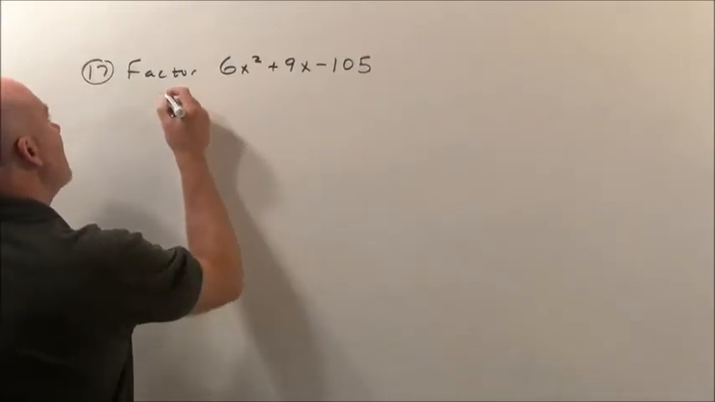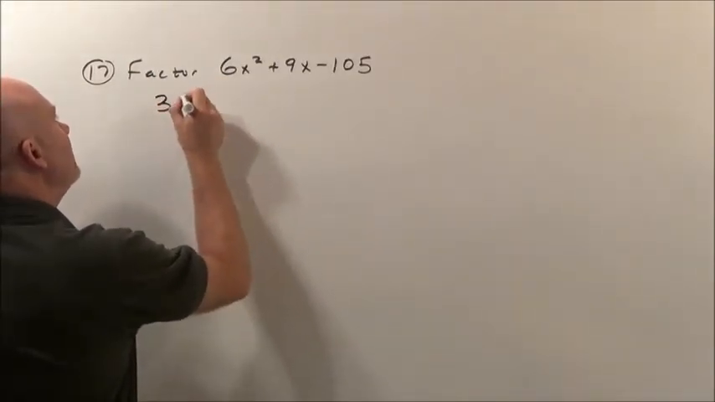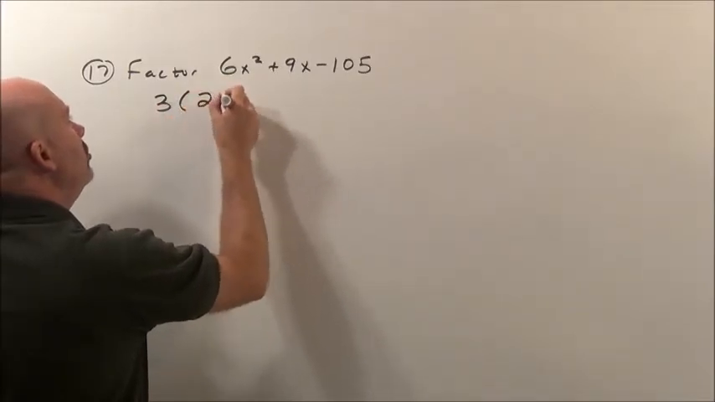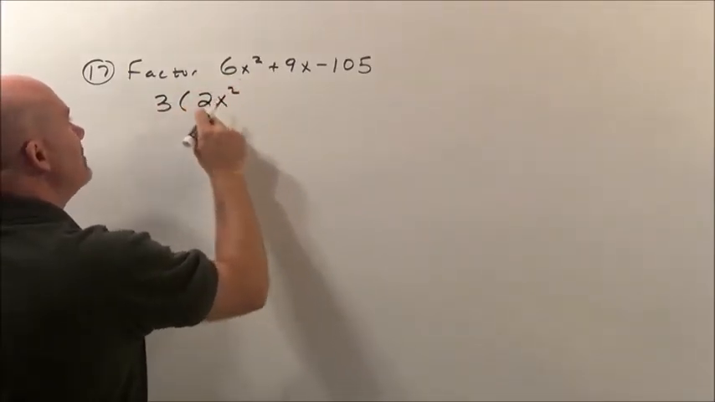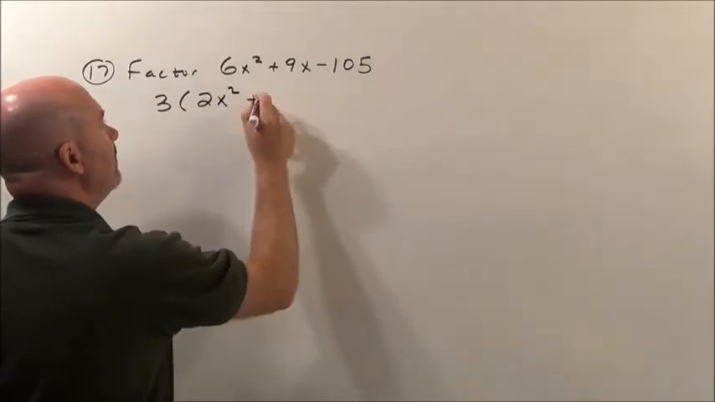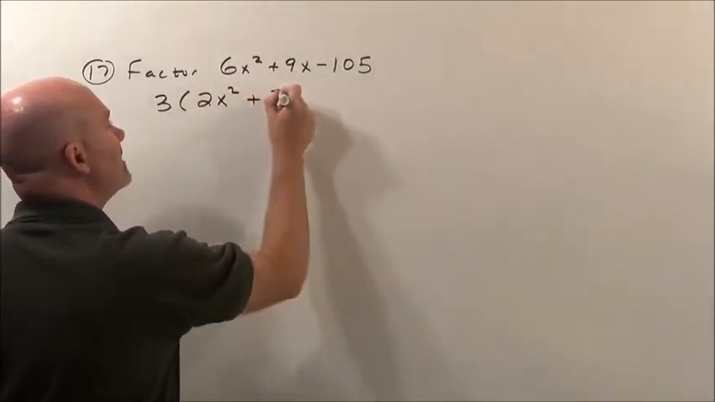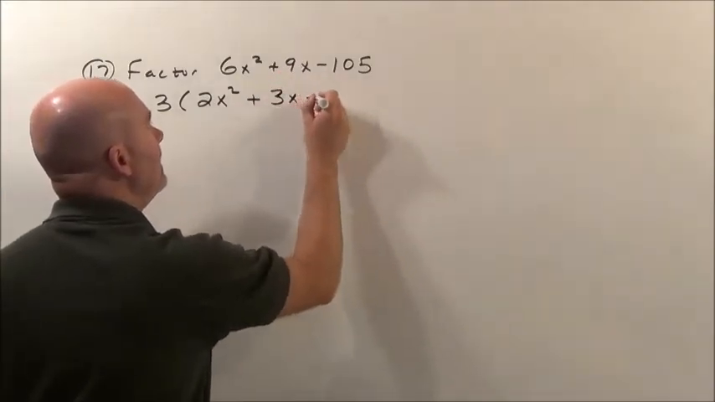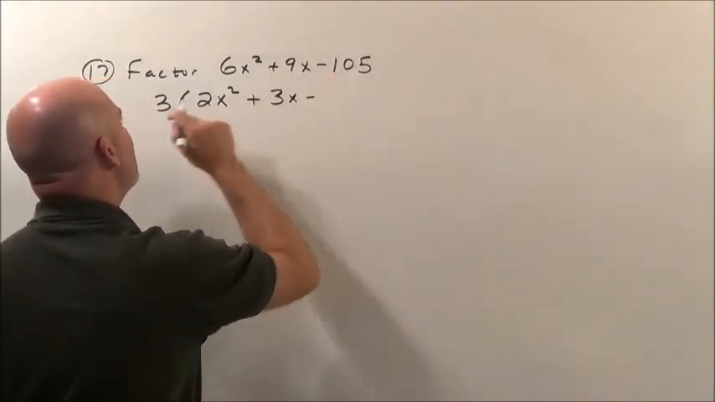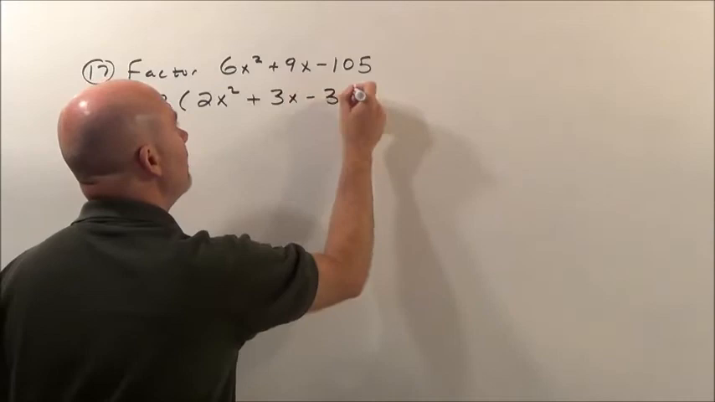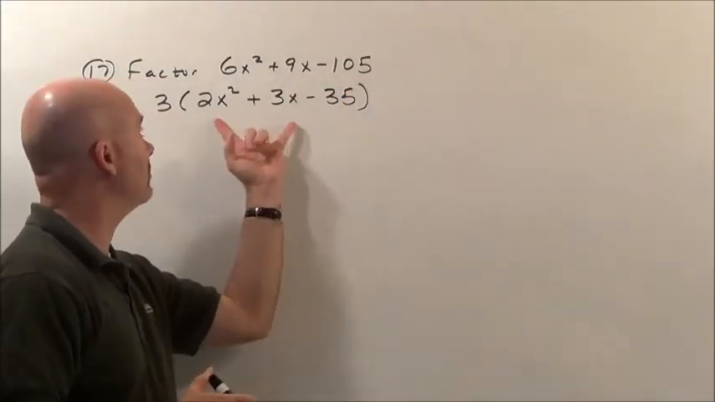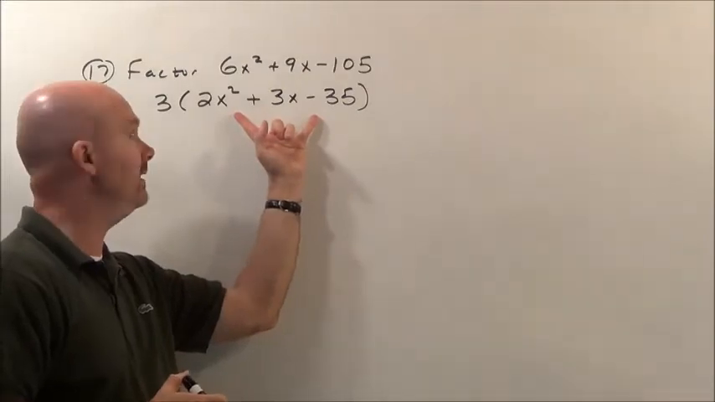So what this is going to become is 3 times a factor out of 3. 3 times a 2x squared. 3 times 2x squared is 6x squared. Plus, from the 9 we pulled out a 3, so there's a 3x left behind. 3 times 3x is the 9x. Minus, so we said 3 times 35. 3 times 35 is the 105. Now all we have to concentrate on is trying to factor this trinomial right here.